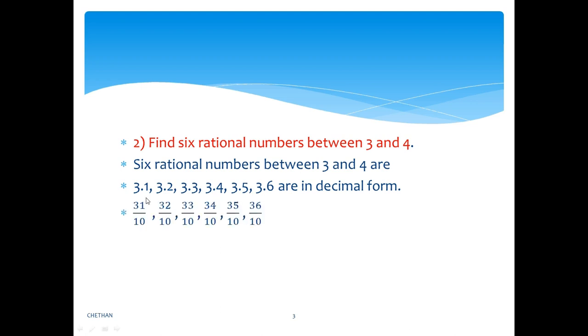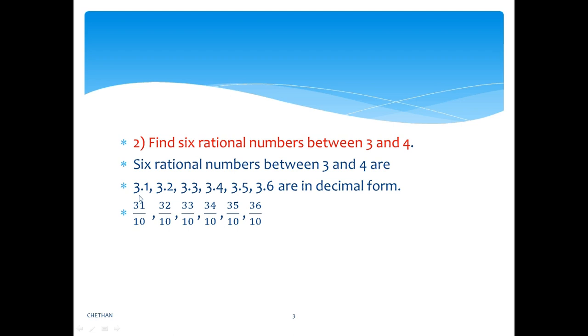See here, 3.1. After the point we have one digit, so I put a 0 in the denominator, that means after the point 1 number we put 10. After the point 2 numbers, we put 2 zeros in the denominator. So for 3.1 it becomes 31 by 10. If we divide 31 by 10 we will get 3.1 only.